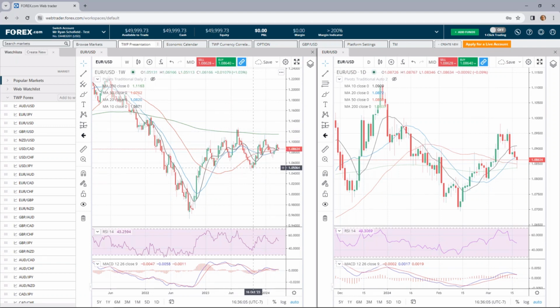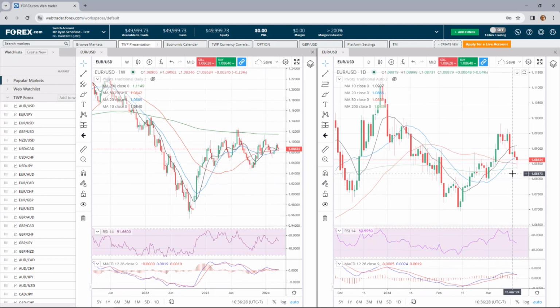We already have a move down here. We've already created a higher low right here, higher high right here. We're still consolidating. I don't see this taking off anytime soon. Moving averages aren't aligned. Everything on the daily chart is kind of sideways as well. So there isn't really a whole lot to look at here on the euro dollar. Don't like the charts at all.